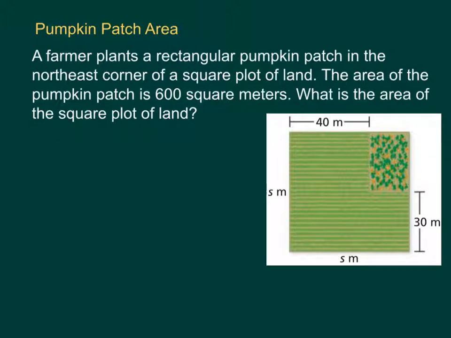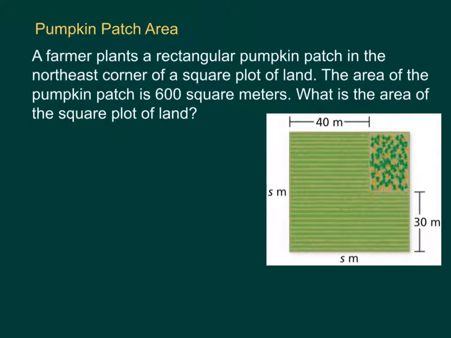Time for a little word problem practice. Let's say a farmer plants a rectangular pumpkin patch in the northeast corner of a square plot of land. The area of the pumpkin patch is 600 square meters. So what is the area of the entire square plot of land?